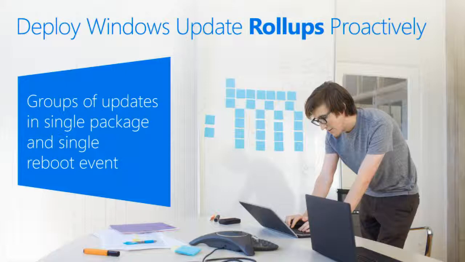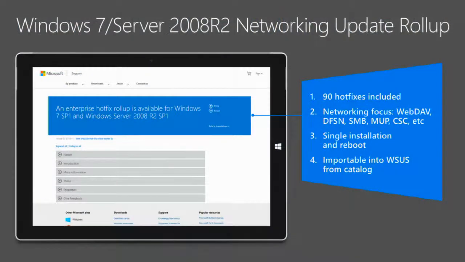So a Windows Update roll-up is a single package, single download, single installation, single reboot, which is a big deal for you guys. You give us feedback all the time that reboots are a problem. So a roll-up is a way to reboot one time and get more than one bug fix or new piece of code installed. And so let's talk about a few specific roll-ups.